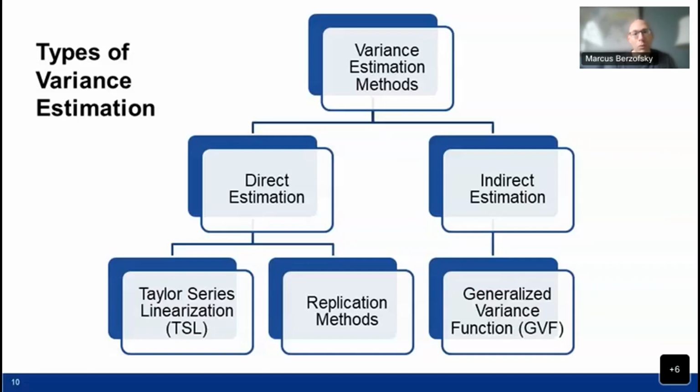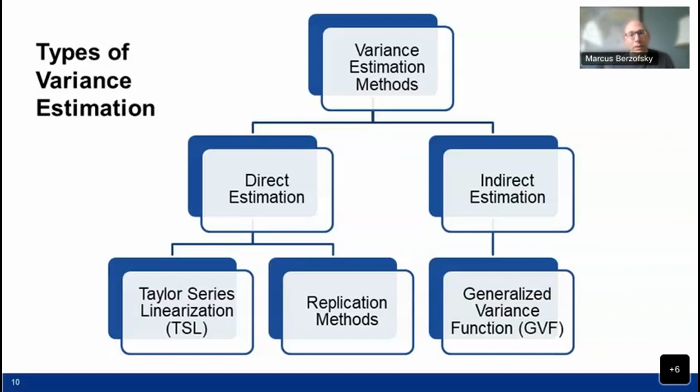for variance estimation, there are two broad types: direct variance estimation and indirect variance estimation. We'll define each in the forthcoming slides, but direct estimation often comes in two different flavors. One is called Taylor series linearization, and the other is replication methods. There are several different types of replication methods, and I'll talk about the one that the NCVS uses in particular.